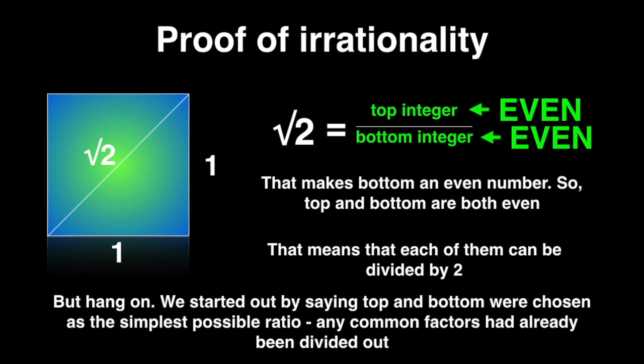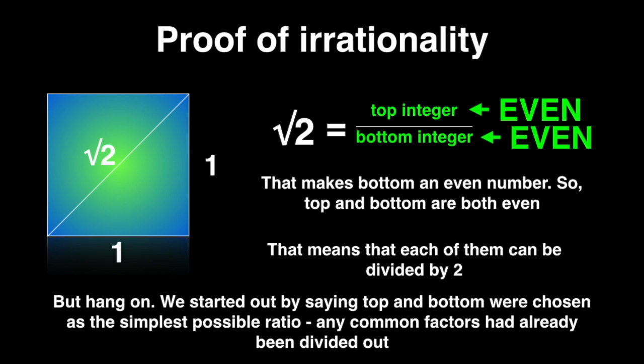So now we know that the square root of 2, we're looking for a top integer over a bottom integer. We know they're both even. That makes bottom an even number. So top and bottom are both even. That means that each of them can be divided by 2.